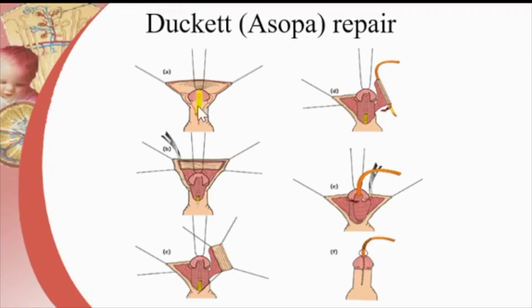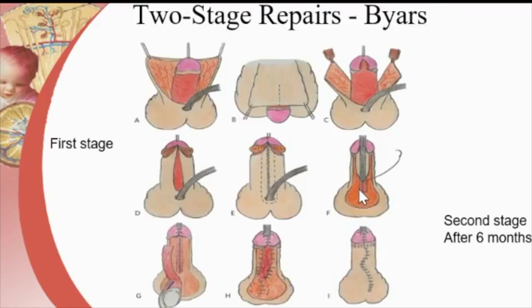Sometimes you may have to do multiple corporotomies to release that ventral curvature. And then once that is done, you rotate the skin. You probably have to take a wider skin in this case, and then make a tube out of it, and anastomose the tube to the proximal end and distal end. So that is a Duckett or a SOPA repair.